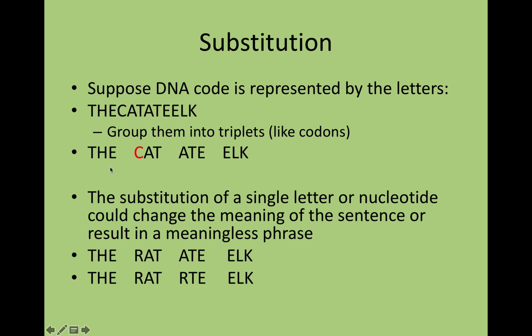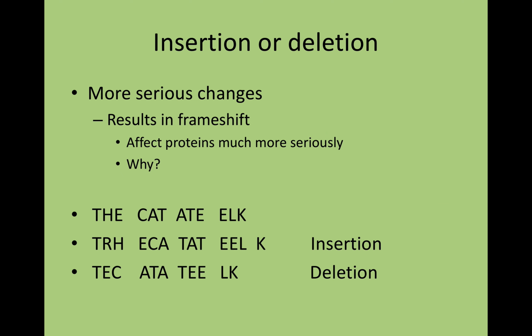If we have an ATCG sequence, we're supposed to have an A, but DNA polymerase puts in a T or a G or a C. So we substitute one nucleotide for a different nucleotide. An insertion or deletion can cause more serious changes, which result in what we call a frame shift, like I mentioned. So that can affect the protein much more seriously.